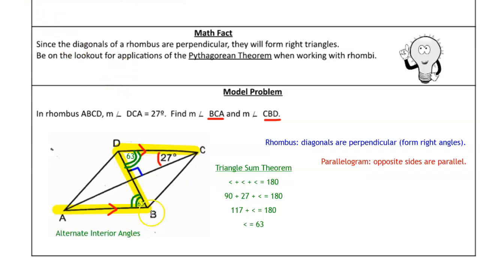Now by now you should see a little bit of a pattern. If this angle is 63, we're going to be able to figure out this angle pretty easily because this angle is also a right angle.